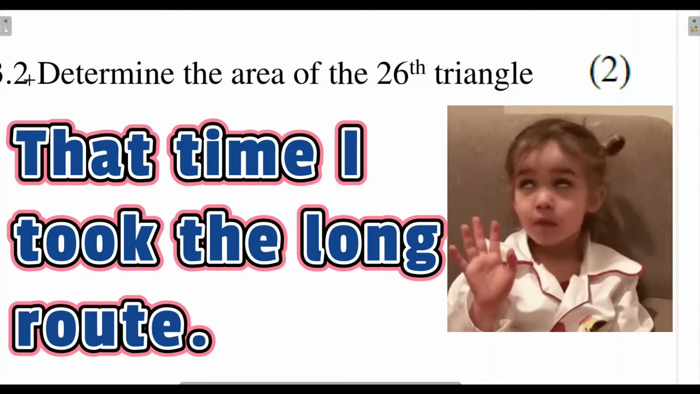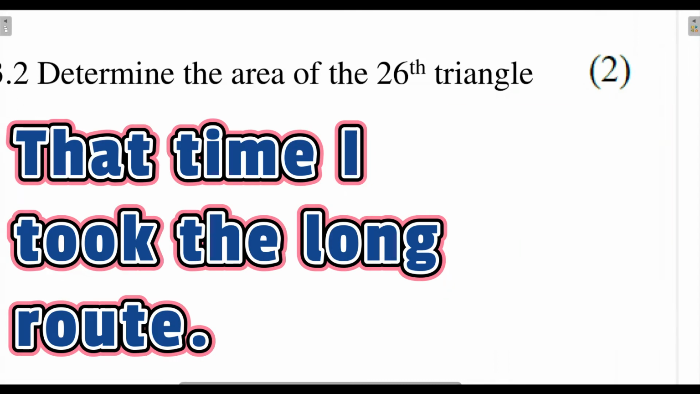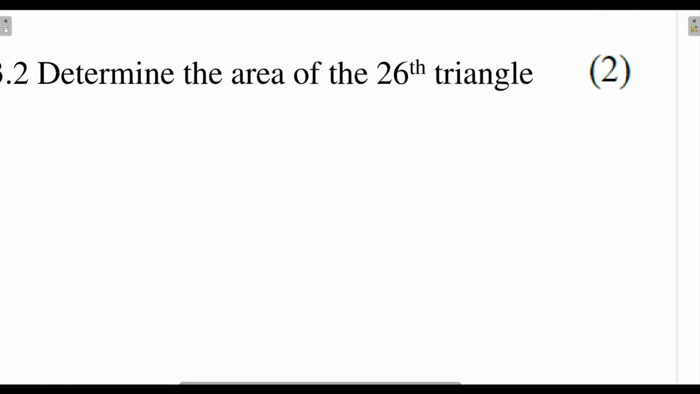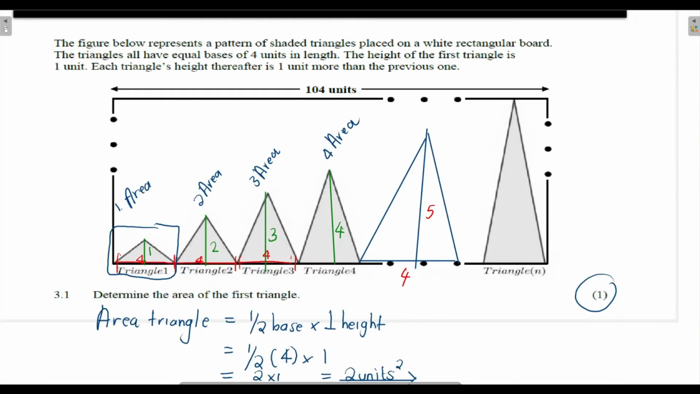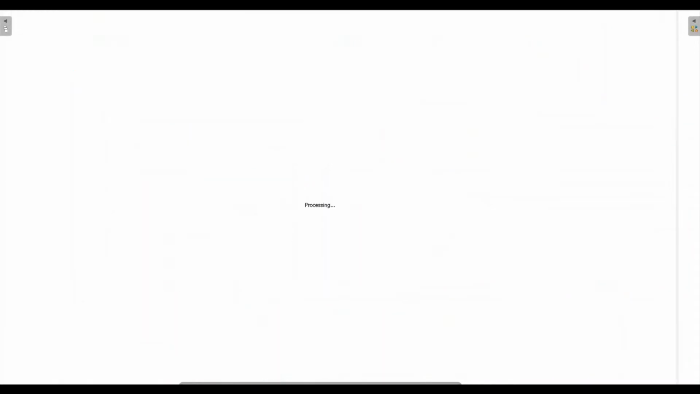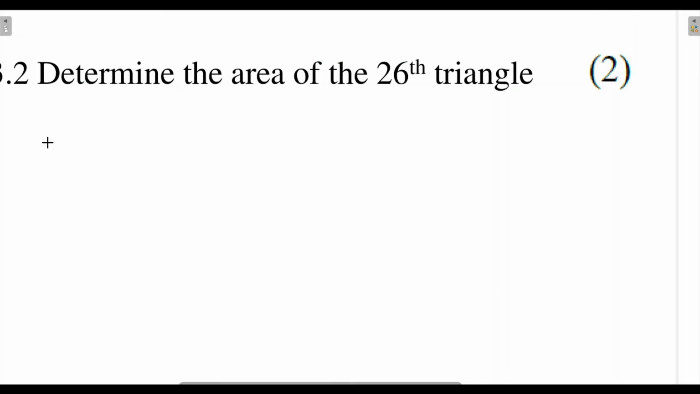So now how do we determine the area of the 26th triangle? We need to get the pattern. And to get this pattern, we need to calculate the areas of the first 4 triangles that we're given. Once we have the areas of these first 4 triangles, then we'll be able to establish if there is some type of pattern going on, right? The area of triangle 1, guys, we've already calculated, and we said that it's 2 units squared.